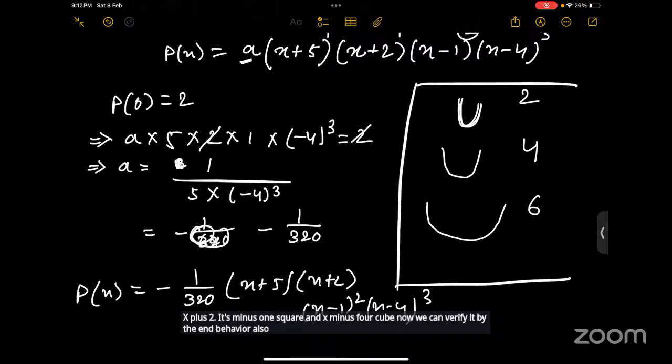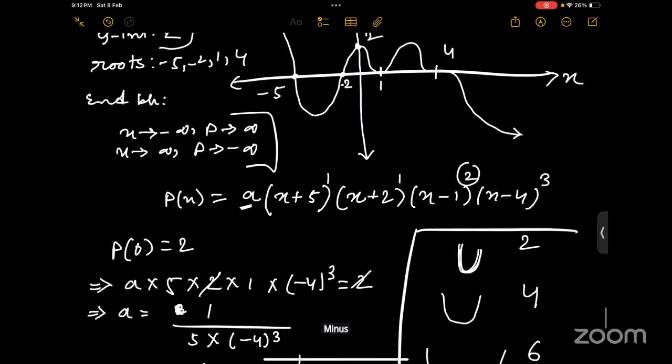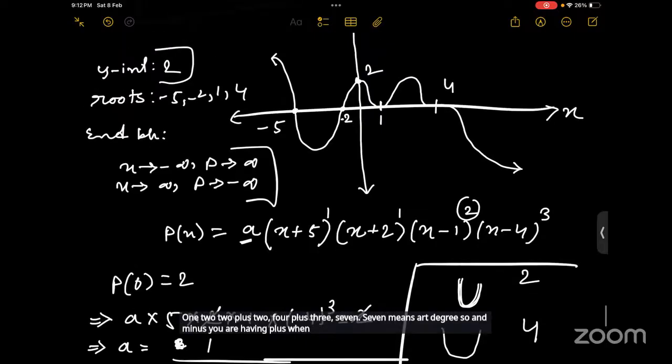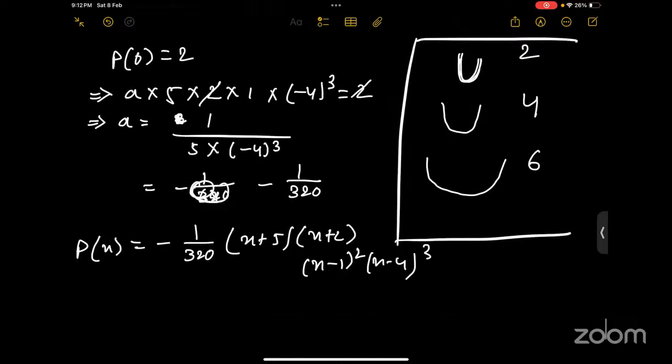So from here we can check the end behavior. When x is tending to infinity, what are you getting? 1 plus 1 is 2, plus 2 is 4, plus 3 is 7. 7 means odd degree. And with the minus sign, when x tends to minus infinity, it will be plus infinity. So it is verified, right? It is correct, and this is also correct. You can check it from here. Is it fine?